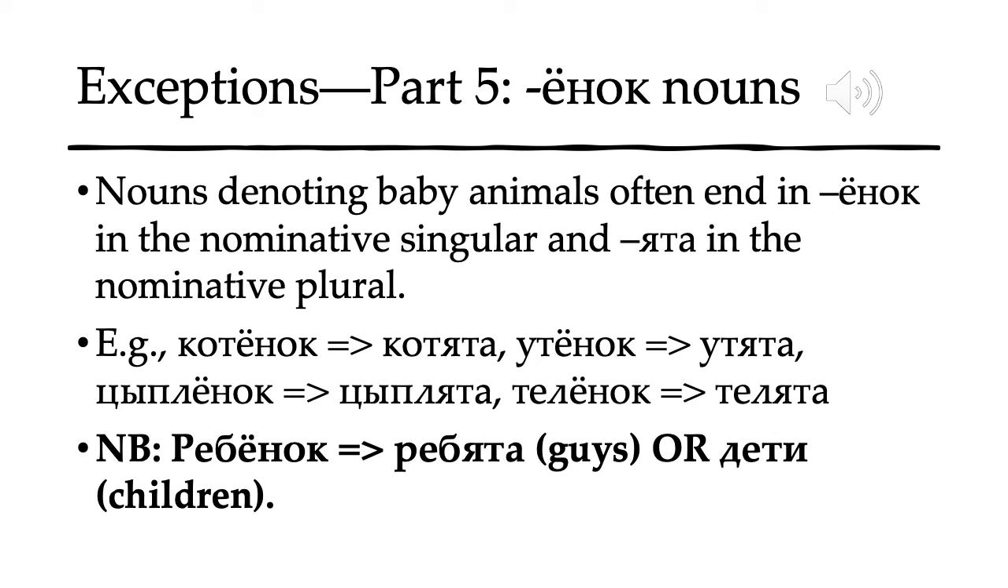Please note the word ribyonak, a baby human, can become ribyata, where it means guys, or dieti, where it means children. So ribyonak has two plurals. It has the regular plural ribyata and the completely different word dieti, and these two plurals have two different meanings. Ribyata does not mean children. It means guys or lads, as in, hey guys, what's up? Dieti is the plural that means children or babies.